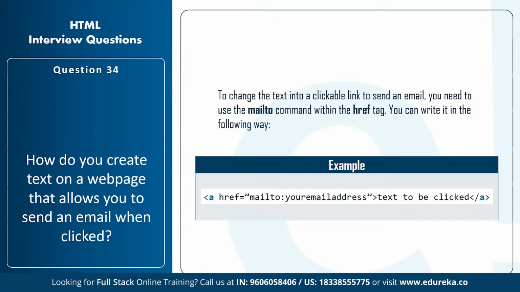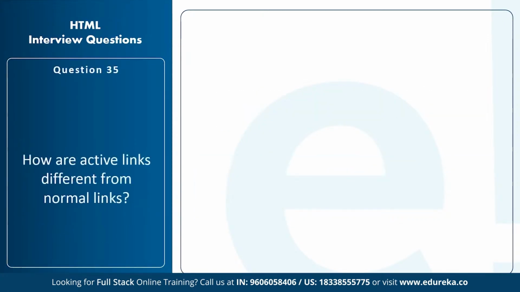So what will happen here is you'll just create a link. As soon as you click this link, you will write a mail to the particular email address that you have inserted inside that link. This will allow you to send an email as soon as you click this particular link. Now the next question is, how are active links different from the normal links?